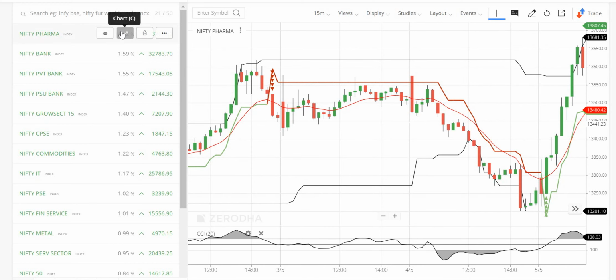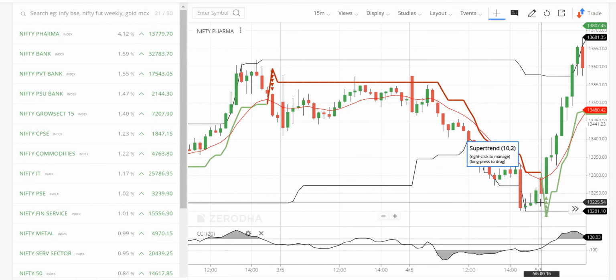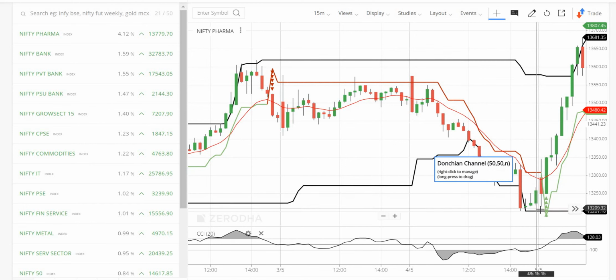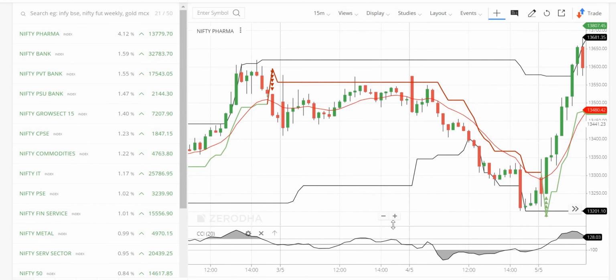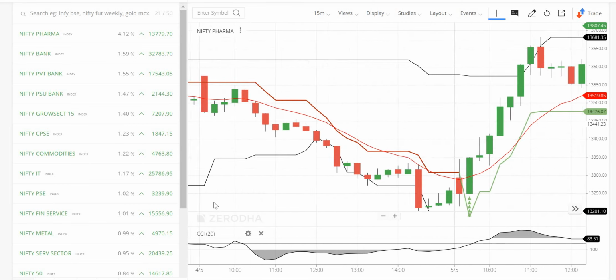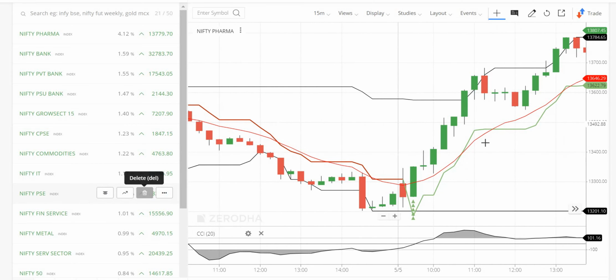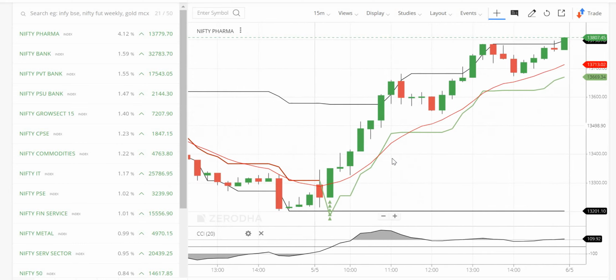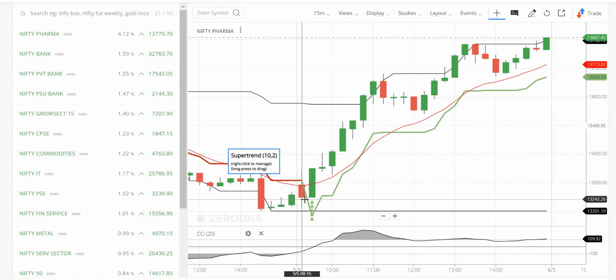Every chart which I open shouldn't take me a lot of time to check how it is performing. Let's say I open the first chart, I see this first 15-minute candle, and I see, okay, it looks like there's some indecision. Let me just zoom in a little. Looking at the first 15-minute candle, there is some indecision, so I might not even take a position in pharma in the first 15 minutes.